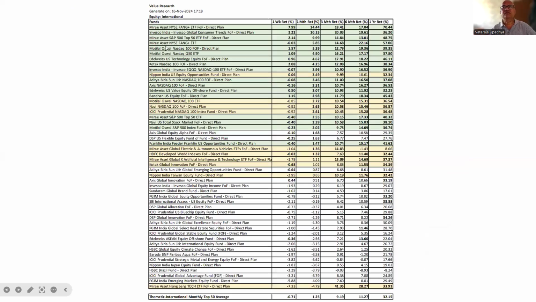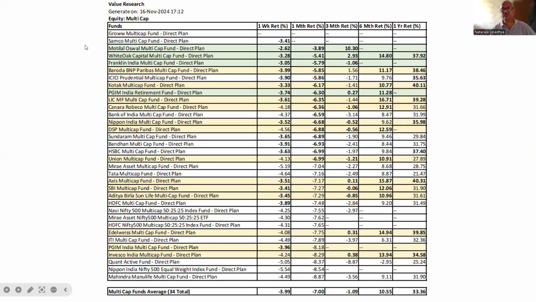Next one is international funds. These are the funds which have done well. If you notice, positive returns pretty much in all timelines, except for one, which is Nifty Bank Plus ETF, which had a negative return for the week. Overall annual return is 32.15. So they are the better bets nowadays because Indian equities are still correcting.